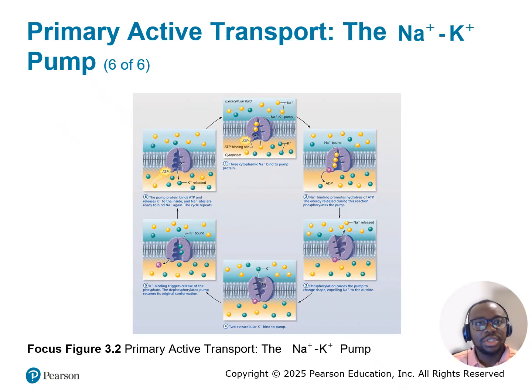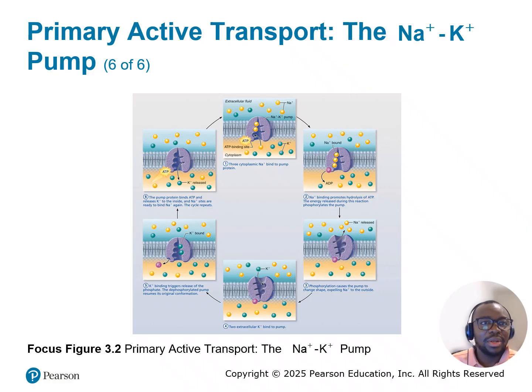As already mentioned, the sodium-potassium pump or sodium-potassium ATPase is an example of a primary active transport process. The pump is an enzyme that hydrolyzes ATP to release energy required to move ions across the membrane against their concentration gradient. 3 sodium ions are pumped out while 2 potassium ions are pumped into the cell. This figure shows the role of this pump in 6 steps.